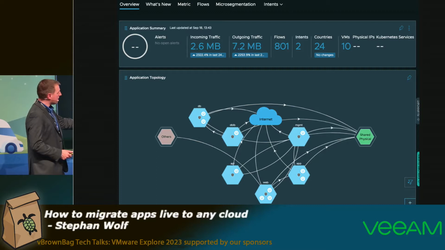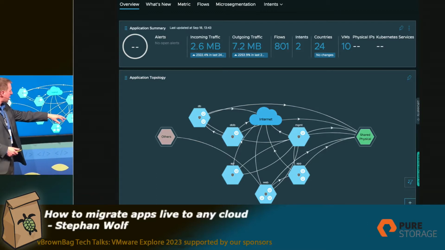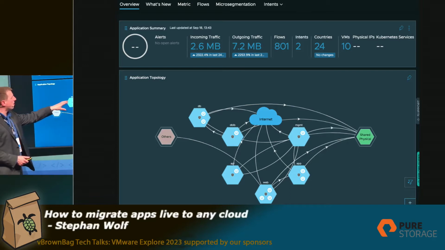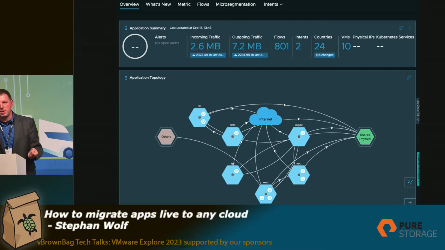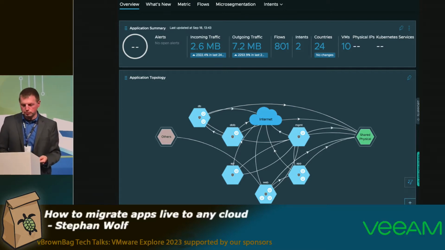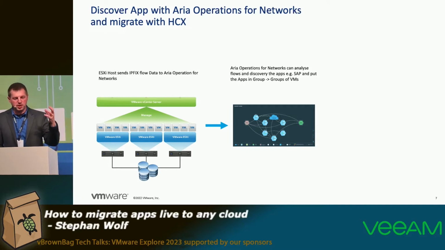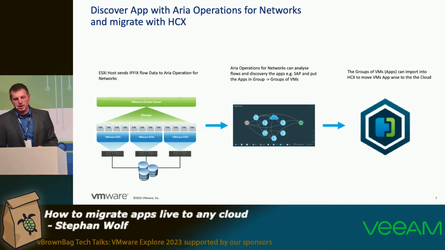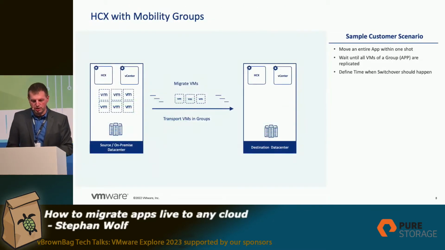And then we can say exactly how these three web servers communicate with this app server, and this app server communicates with these database servers. And then we group them and know these VMs belong together. This is one application, for example, SAP. And then these groups that we built, for example, the 6 VMs we had, and we know that this is SAP, we can then import into HCX, and HCX is then doing the migration.